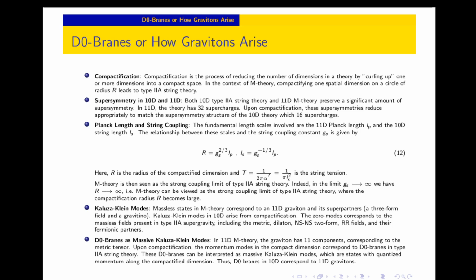M-theory can be viewed as the strong coupling limit of type 2A string theory. Massless states in M-theory correspond to an 11D graviton and its superpartners. Upon compactification, Kaluza-Klein modes arise in 10D, with zero modes corresponding to the massless fields present in type 2A supergravity. The momentum modes correspond to D0 branes in type 2A string theory. In other words, these D0 branes are interpreted as massive Kaluza-Klein modes, which are states with quantized momentum along the compactified dimension. Thus, D0 branes in 10D correspond to the 11D graviton.